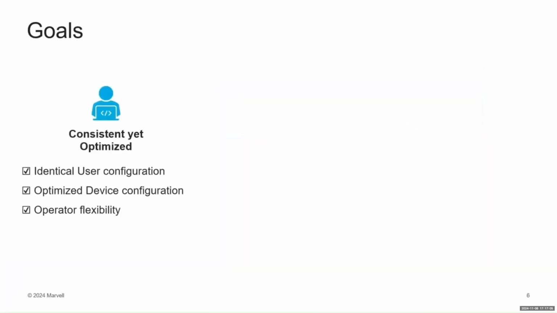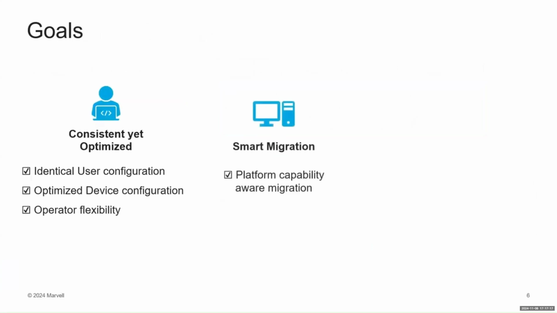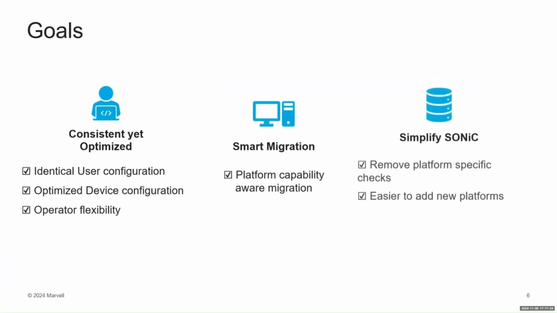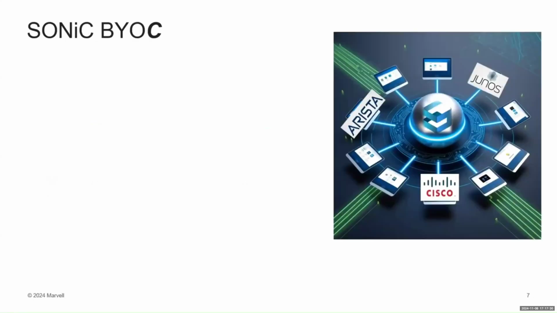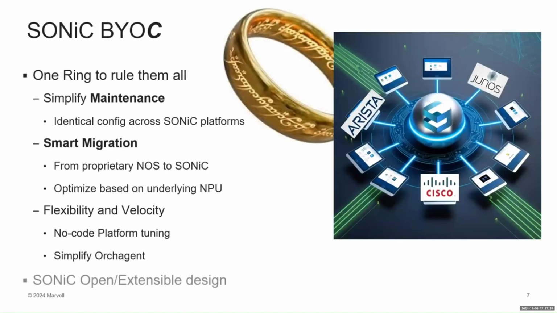To summarize, our goals for this hackathon are: allow operators to have a unified configuration across platforms and yet achieve optimal hardware resource usage; enable new operators to migrate to SONiC without having to deal with the hardware platform capability differences; and lastly, clean up SONiC code and make it easier to onboard new platforms in SONiC. We introduce a tool, SONiC BYOC, that leverages SONiC's open extensible design to solve all the three problems we discussed so far.